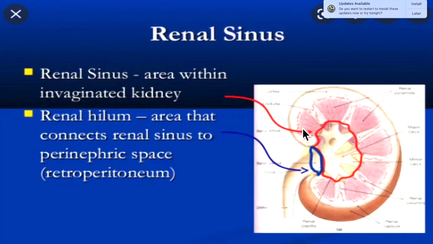Renal sinus. See in this image the outline of this red colored part. The entire space within it is known as the renal sinus. It is the space which is invaginated within the kidney, formed by the minor calyces and the major calyces. The renal hilum is the area that connects the renal sinus to the perinephric space.